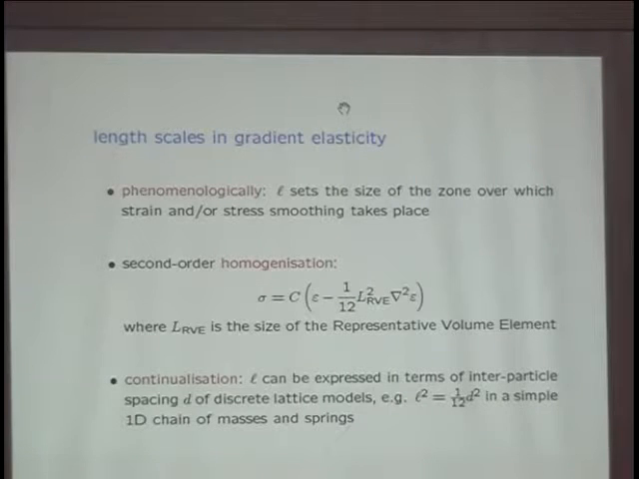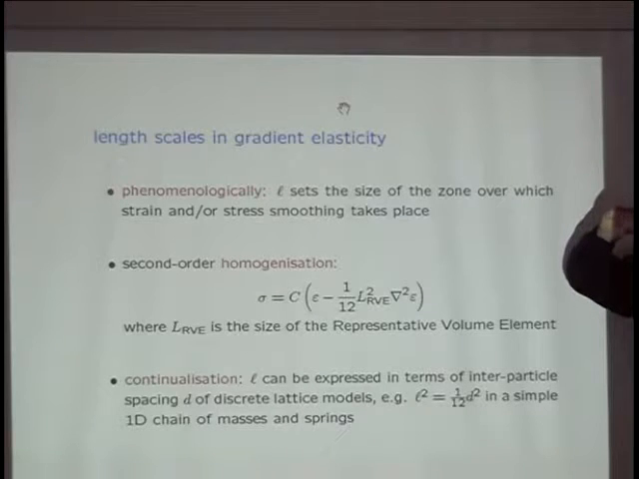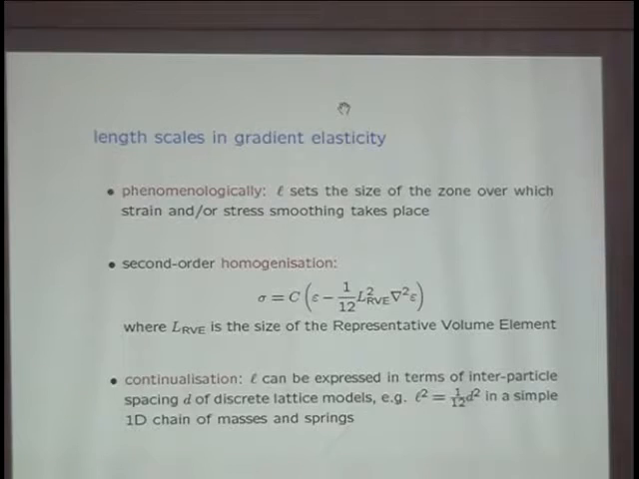So, what have we got in gradient elasticity then? We've got a length scale, and phenomenologically, what does it do? Well, it sets the width of the zone over which stress or strain smoothing takes place. So before the gradient, you've got this spike, this singularity. That stress distribution is then smoothed over a certain zone, and I'll show you a picture in a second. So that's what L does phenomenologically.